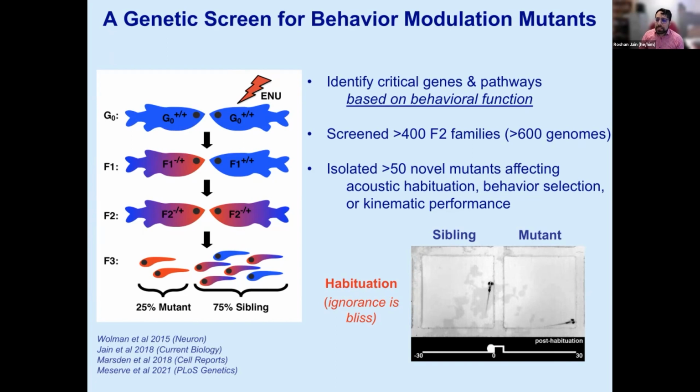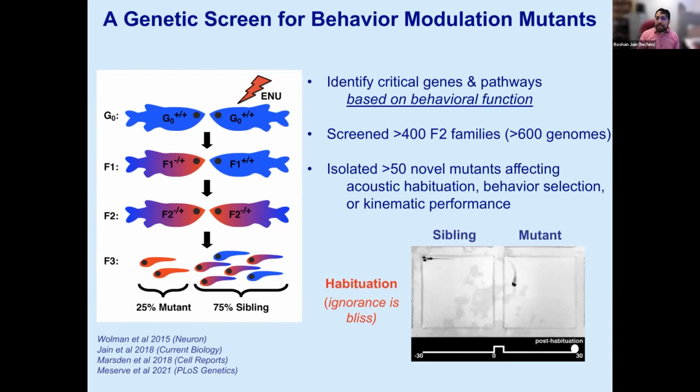But after repeated stimulation, what we can see is that this mutant is continuing to respond at a time that the sibling has stopped responding to this. All right. So this showed us that this gene was likely to be involved in regulating this habituation process.